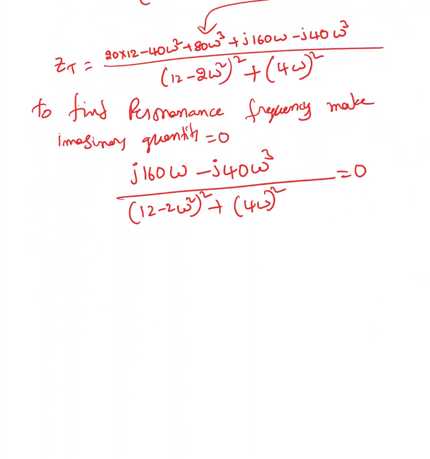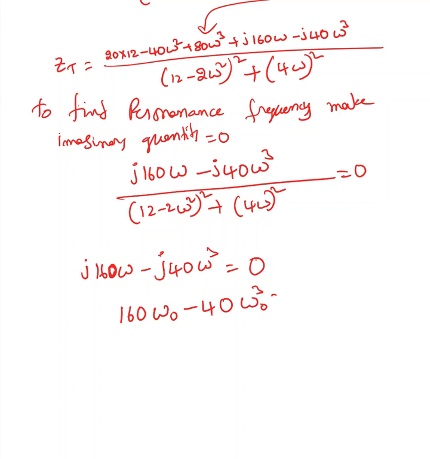Okay, so I can pull out the j and take it to the other side. It's going to be 0, and the denominator I can take to the other side, multiplied by that, it's going to be 0. So I have j160 omega minus j40 omega cube equal to 0. So when I take this denominator to the other side, multiplied by 0, I can take out the j term and solve. So we call this omega naught, minus 40 omega naught cube equal to 0, because at resonant frequency, once we make it 0, everything is going to be omega naught. So I can put omega naught right there for every term.